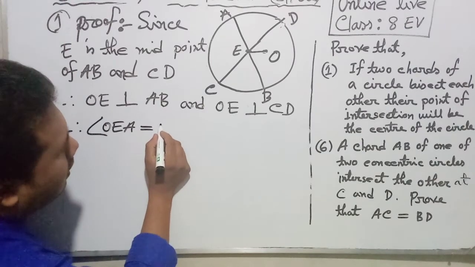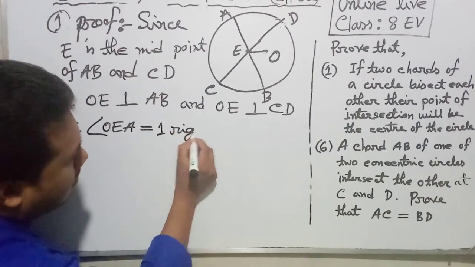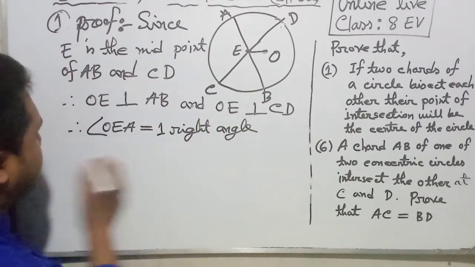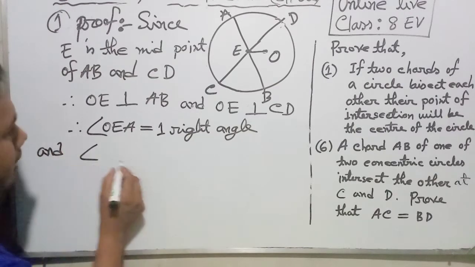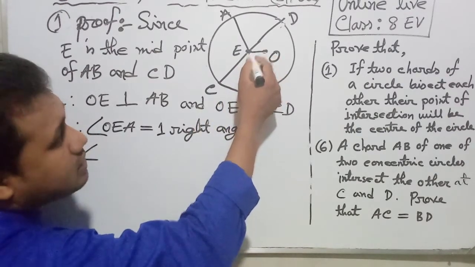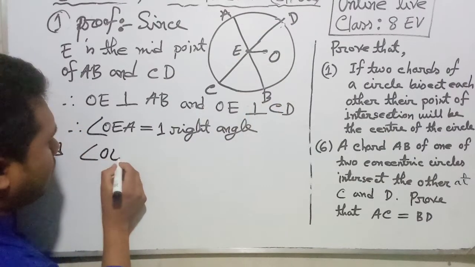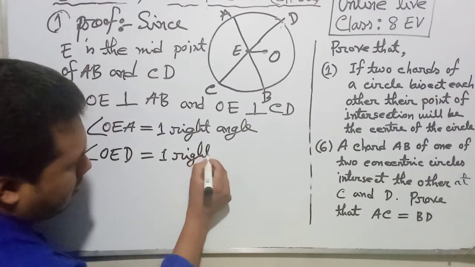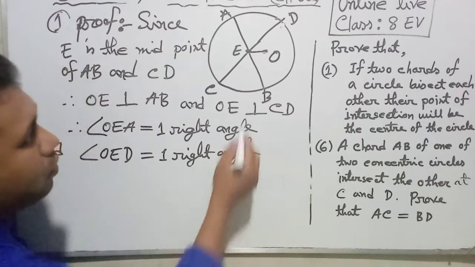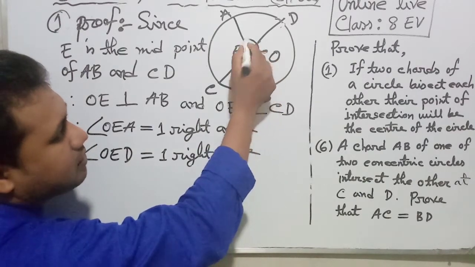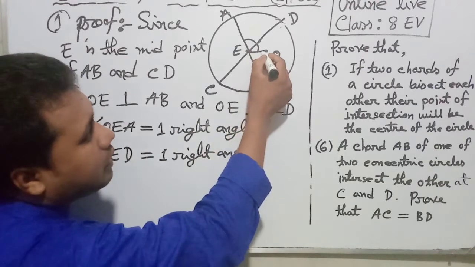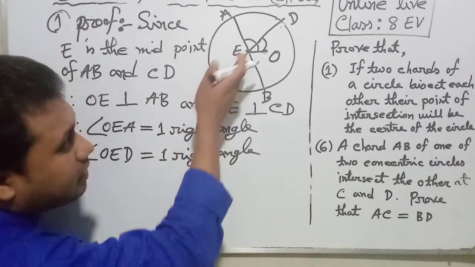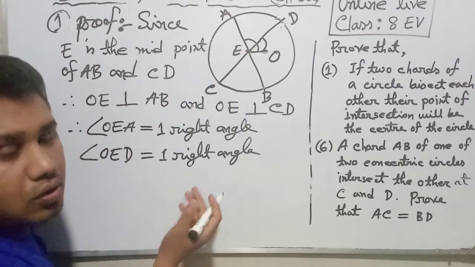Suppose we can say this is one right angle, also you can say 90 degrees. And angle OEC or OED, suppose we write OED, it will be one right angle. Look, OEA is one right angle, and OED is also one right angle. Is it possible in the figure? No. So what will be the answer?